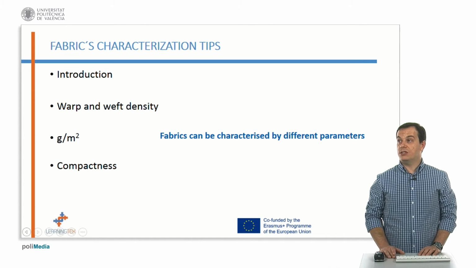Fabrics characterization tips. The main properties of fabrics have been studied in this lesson. The properties studied are warp and weft density, grams per square meter, and compactness. All of them are important parameters to control the weaving quality.